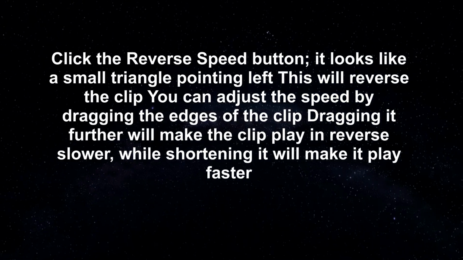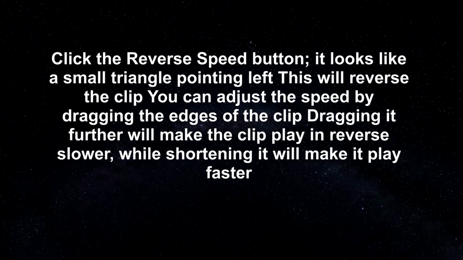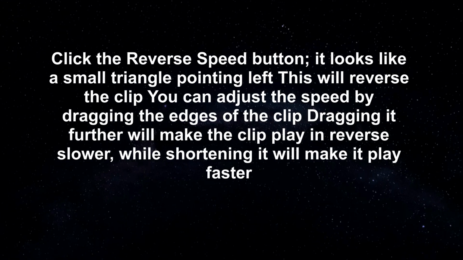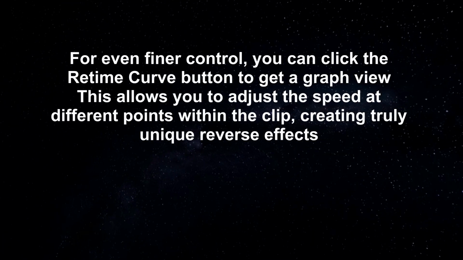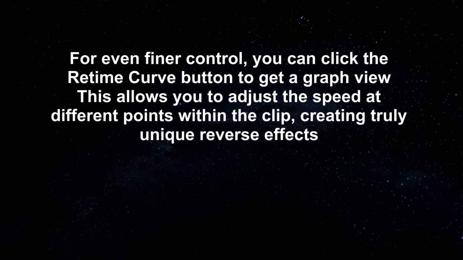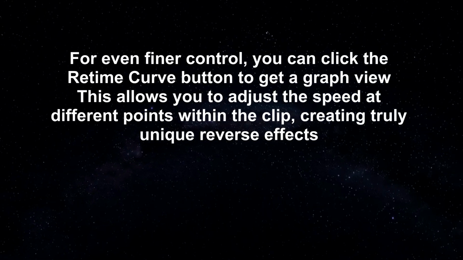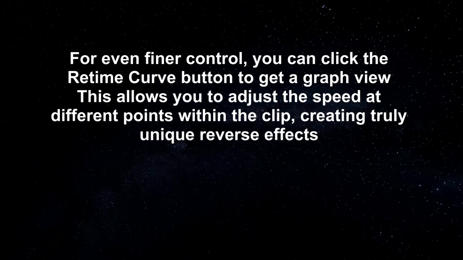You can adjust the speed by dragging the edges of the clip. Dragging it further will make the clip play in reverse slower, while shortening it will make it play faster. For even finer control, you can click the Retime Curve button to get a graph view. This allows you to adjust the speed at different points within the clip, creating truly unique reverse effects.